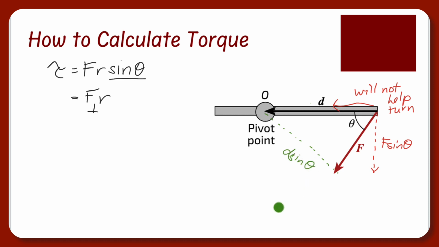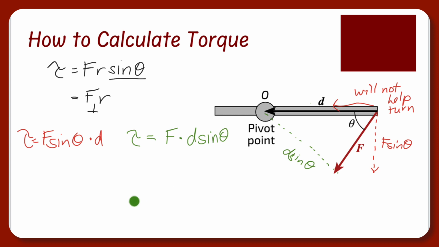So either way, to calculate the torque here, I am going to take my force that's perpendicular to my distance. So breaking down the force, I would have F sine theta times the distance, or I could say I'm going to have my full force, but I'm only going to move it over the distance D sine theta, the green dotted line.